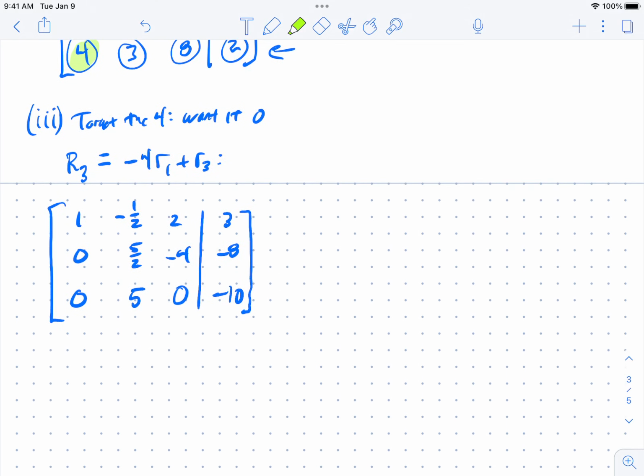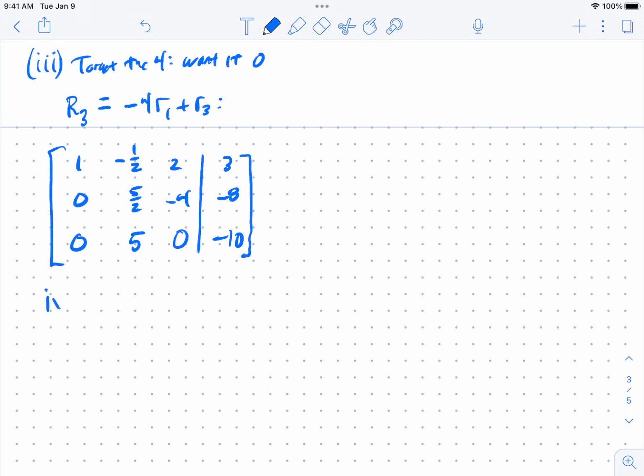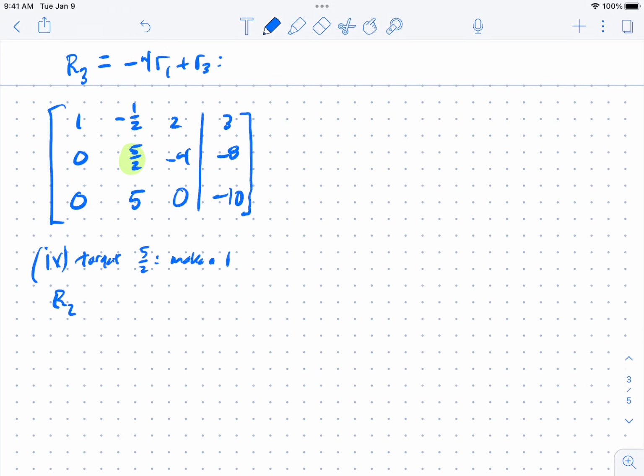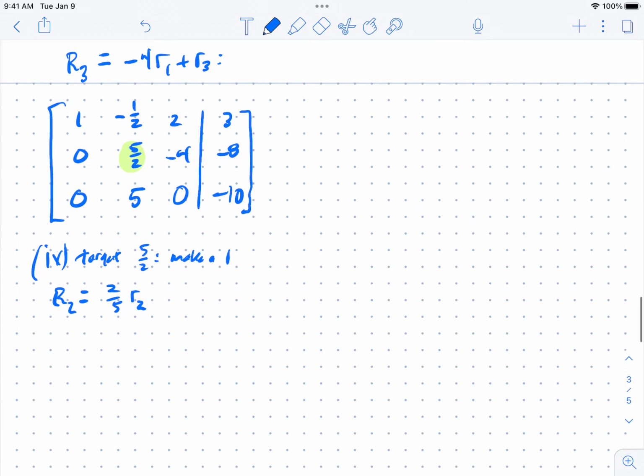So what's our target now? And if you don't mind, I'll just keep scrolling down. Our target now would be here, actually. Come back and we want to do the second column. Now you start down here because we want that to be basically a 1. So I'll write this target, the 5 halves, make it a 1. How? We're going to change row 2, right? We're going to basically divide by 5 halves, or what means the same thing is multiply it by the reciprocal. So we're going to multiply the whole row 2 by 2/5.